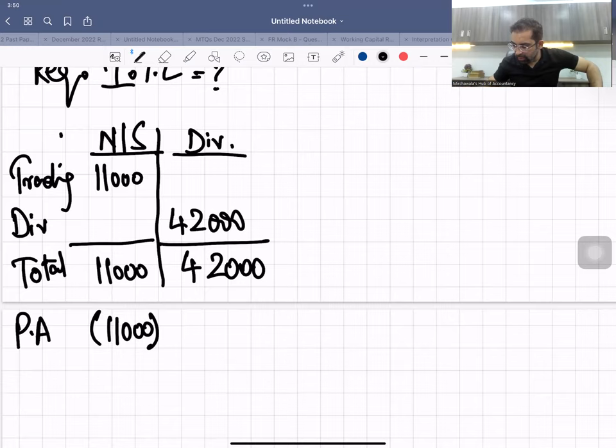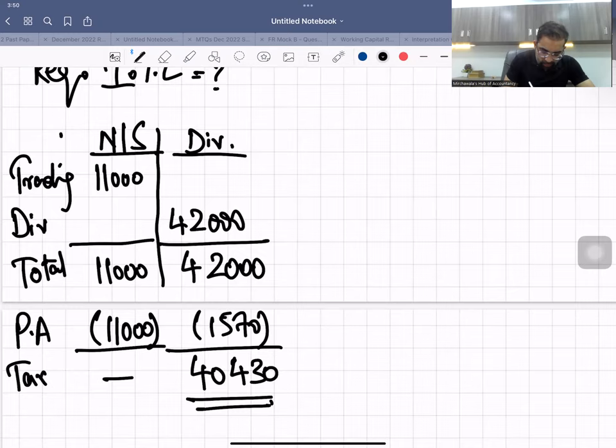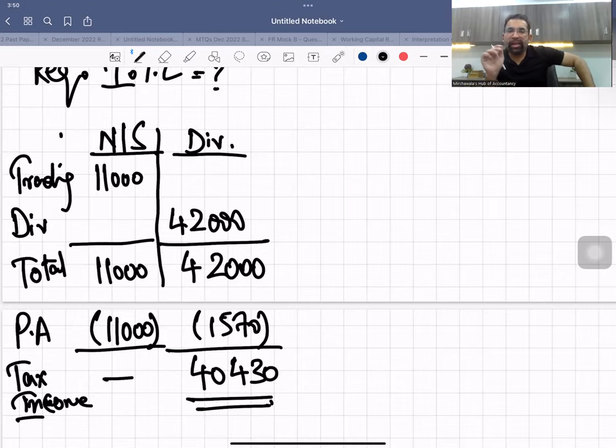12,570. Yes, 1,570 you will deduct here. So 40,430. Now this time the results are different. See, you have no non-saving income now. In the taxable income section, you have no non-saving income now. Okay, so now you will start calculating tax directly on dividends. It's very easy. Now what are your bands?